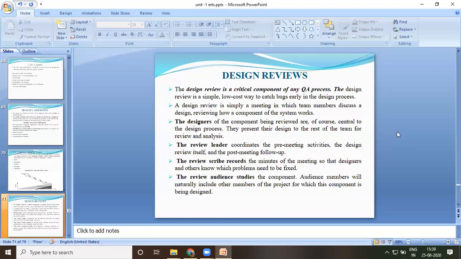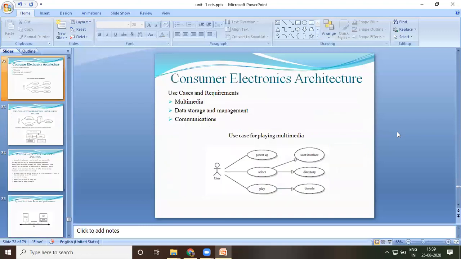The next one is design review. Design review is a critical component of quality assurance. The designers must be able to explain the design process, review it later, and describe the records. The design review audience will naturally include other members of the project for which this component is being designed. So these are the design reviews.